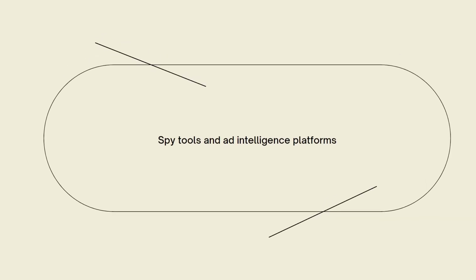Next are spy tools and ad intelligence platforms. Several online tools and ad intelligence platforms specialize in tracking and providing data on competitors' ads. Examples include AdSpy, SocialPeta, and SEMrush. These tools allow you to search for competitors, view their ad creatives, and gather data on their ad performance, targeting, and engagement.